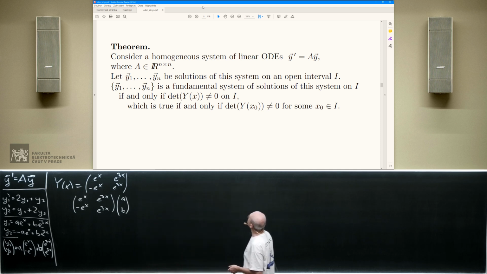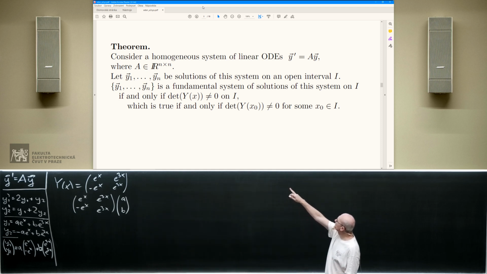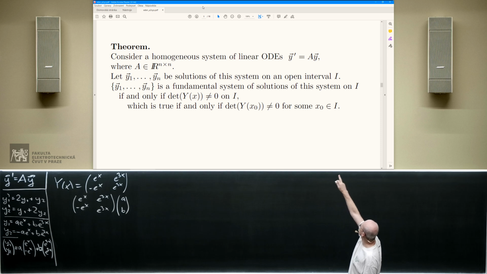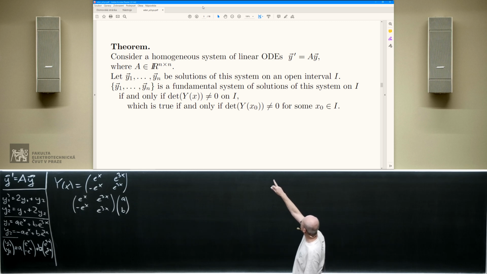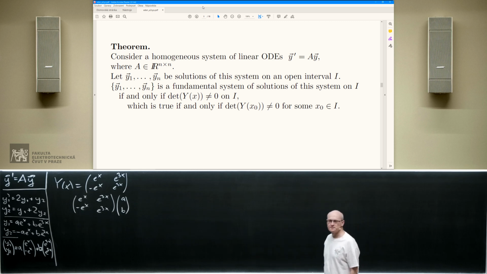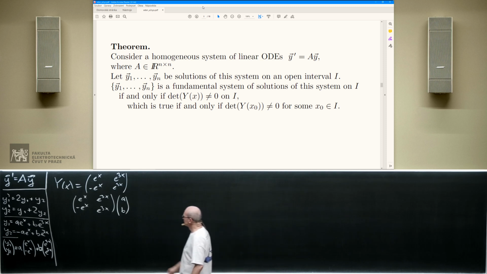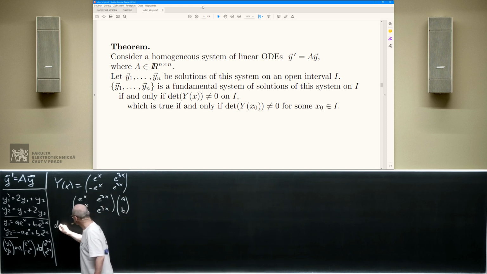So here is the statement. We have some candidates, y1 through yn, which are solving our system on some interval. And they form a fundamental system if and only if the determinant of this fundamental matrix is not 0. Let's check. How does the determinant of our y look like?